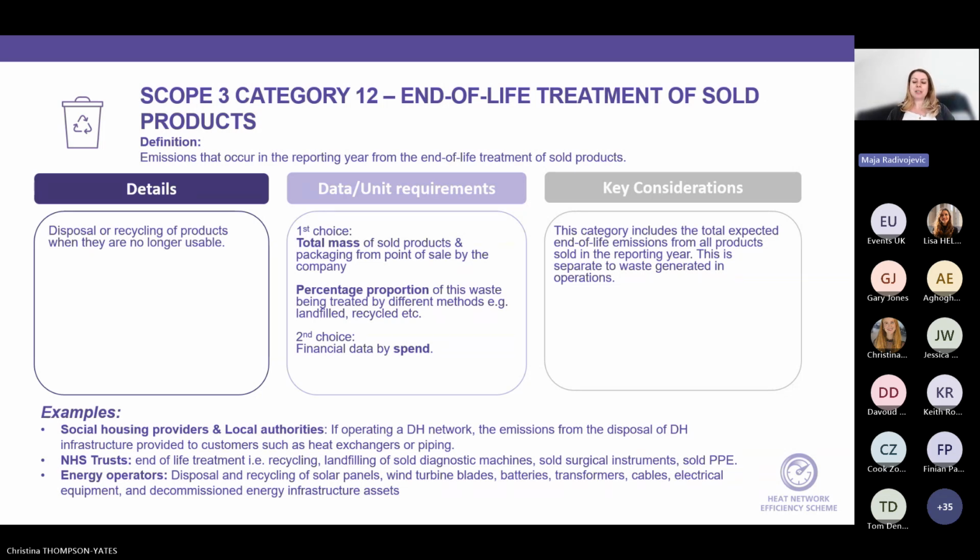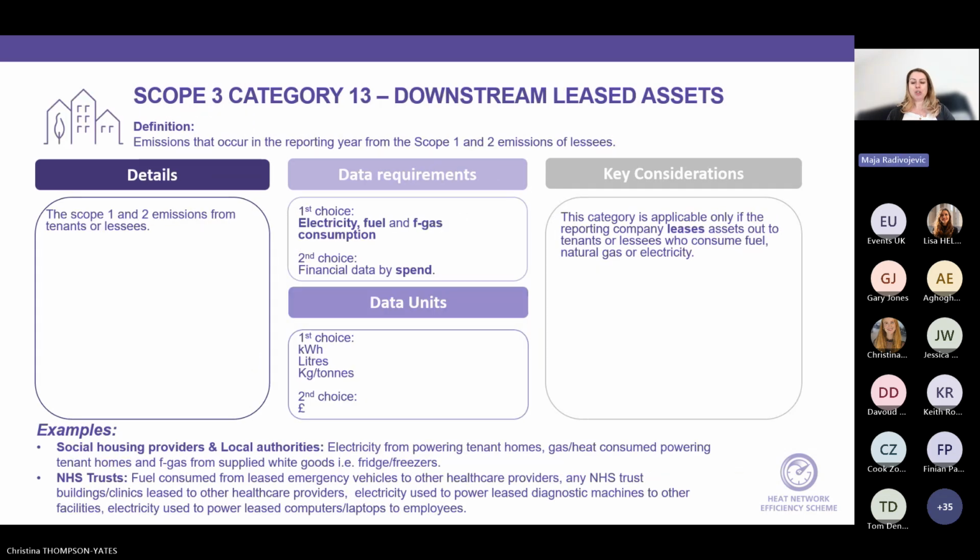And for social housing providers and local authorities, an example might be emissions associated with disposing of district heating infrastructure, such as heat exchangers or piping. For NHS trusts, this could include recycling or landfill treatment for diagnostic machines, surgical instruments, or PPE at end of life. And for energy operators, we would be thinking about emissions associated with disposal and recycling of solar panels, wind turbine blades, batteries, transformers, cables, and general electrical equipment. Next slide, please.